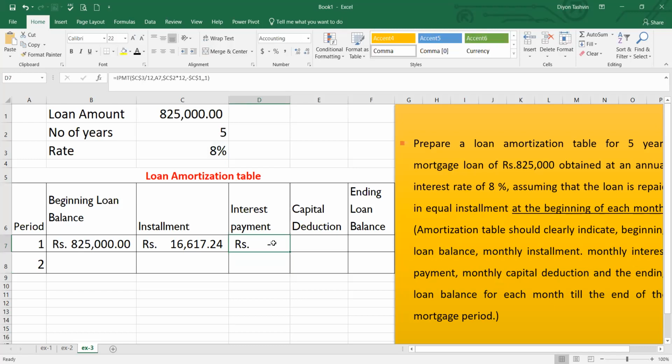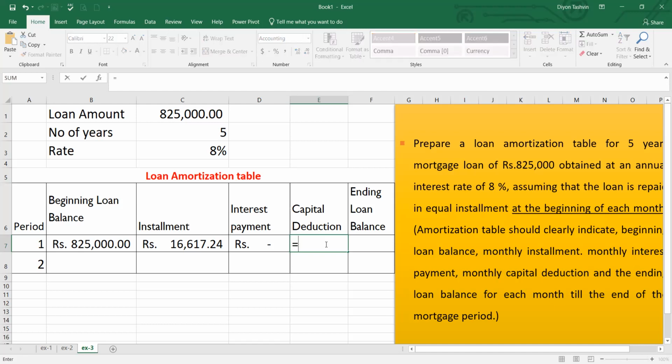So here the interest payment in the beginning of the period is almost 0. So let's see the capital deduction. Now you may wonder why this interest is 0. If we are going to pay at the beginning, the interest charge is reduced for this particular month. That's why. So next, the capital deduction.